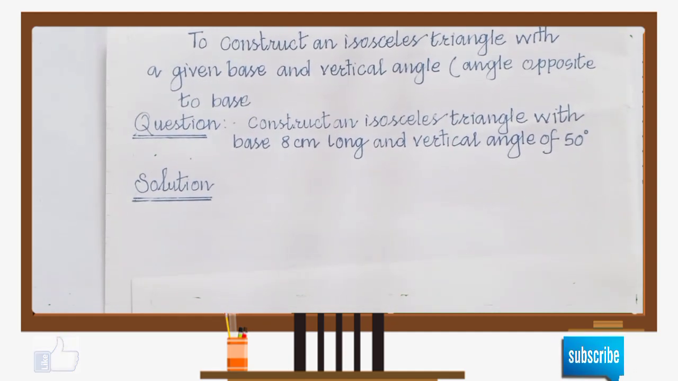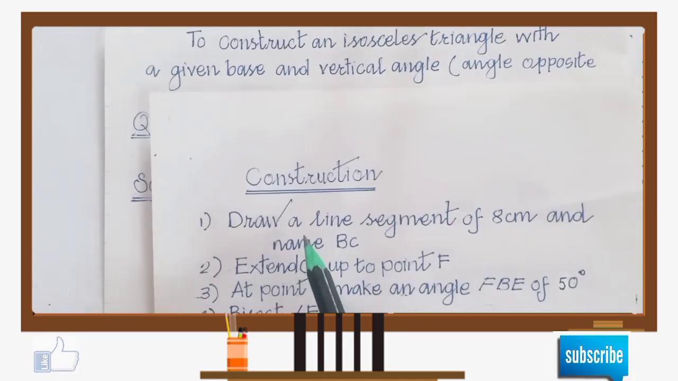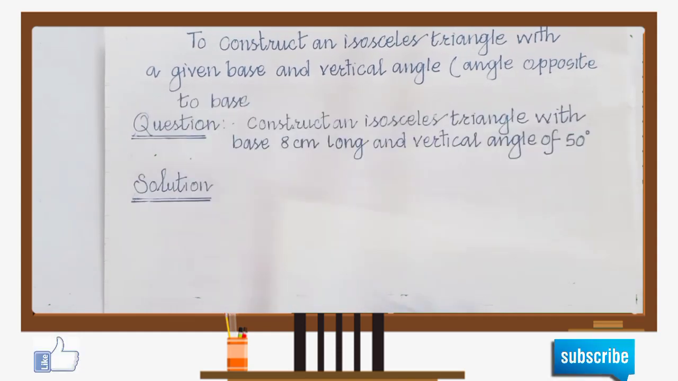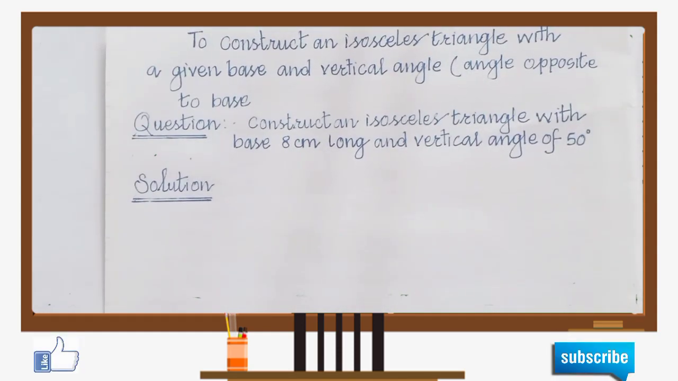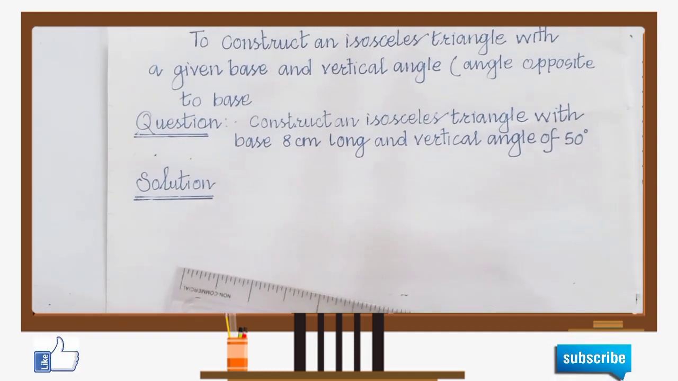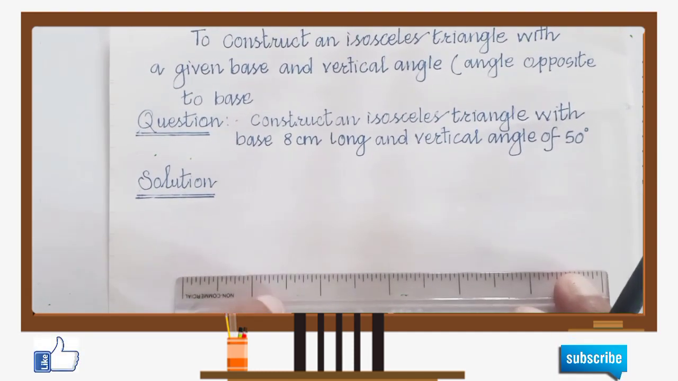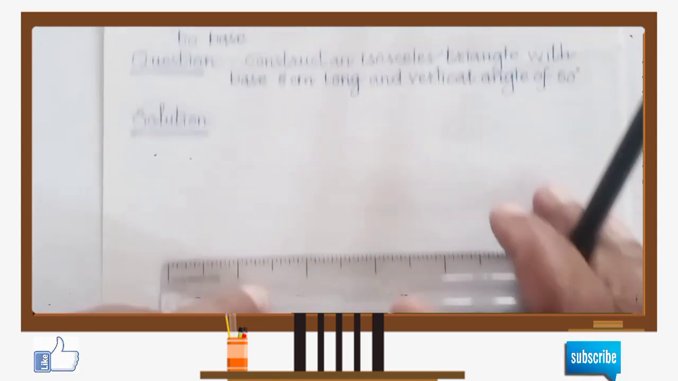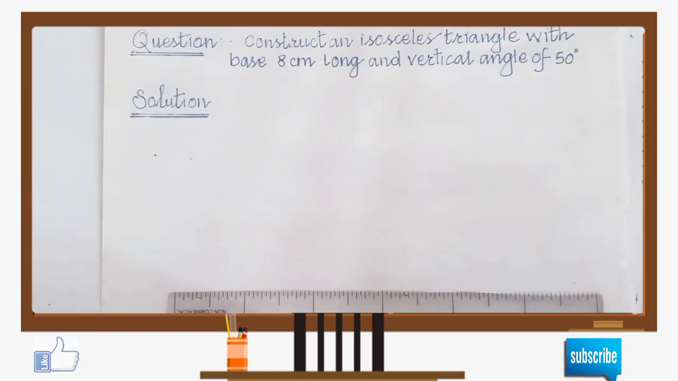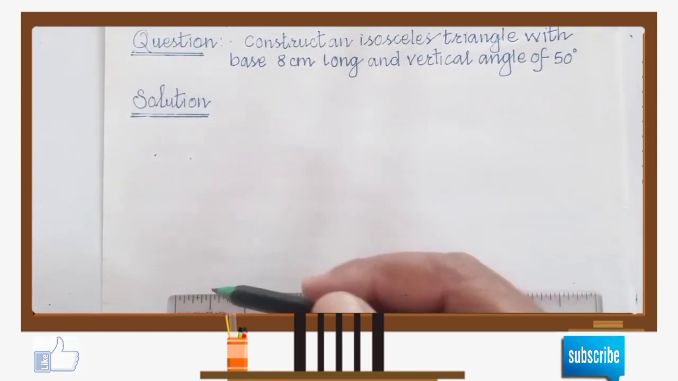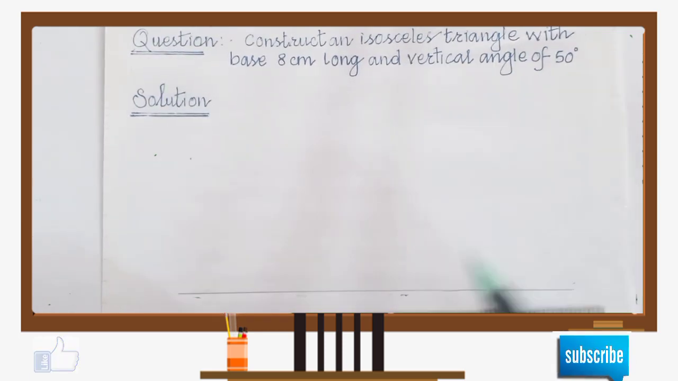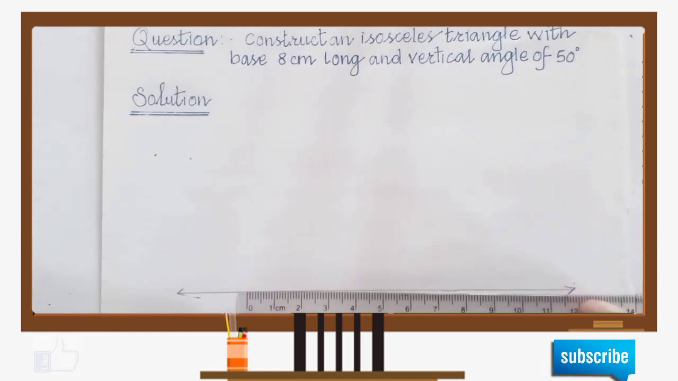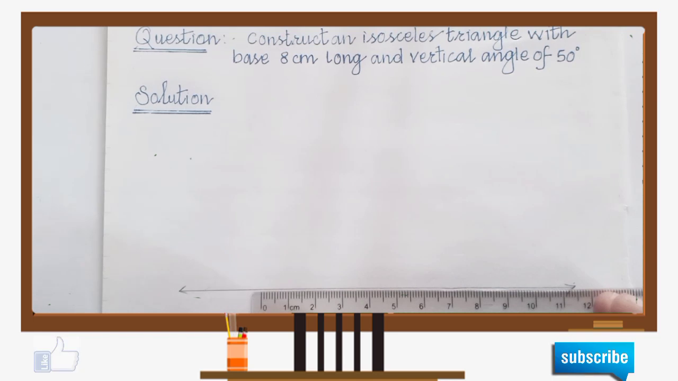So for that you draw a line. यहाँ कंस्ट्रक्शन भी आपको दिया है. Draw a line segment of 8 cm. Name it BC. पहले क्या करेंगे हम? You have to draw an 8 cm line segment. This is the line segment we are drawing here. And you take an 8 cm distance. We are taking here 8 cm distance.